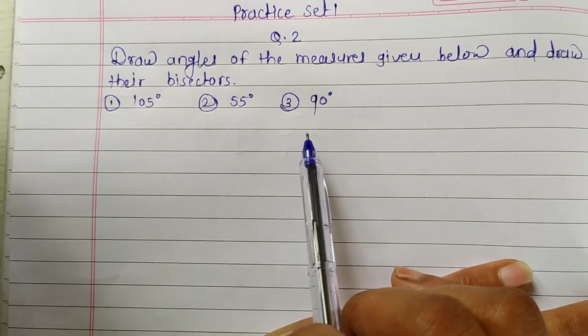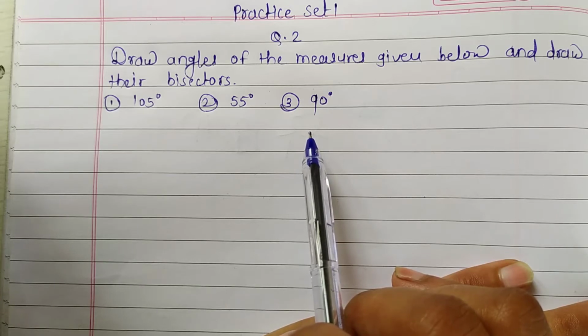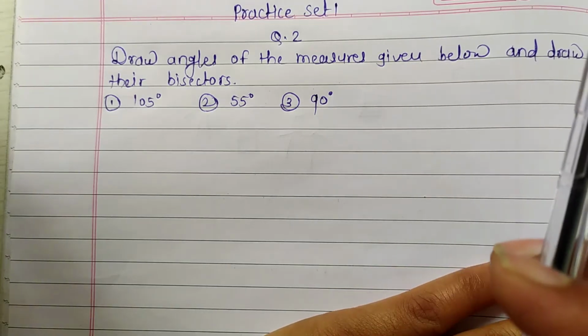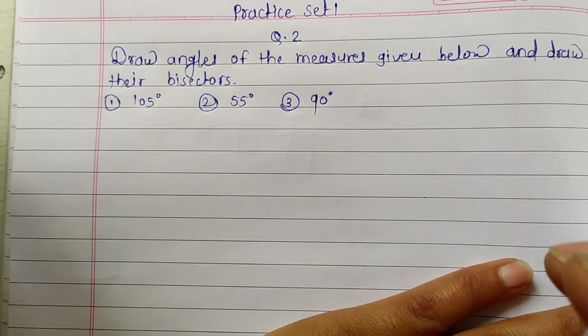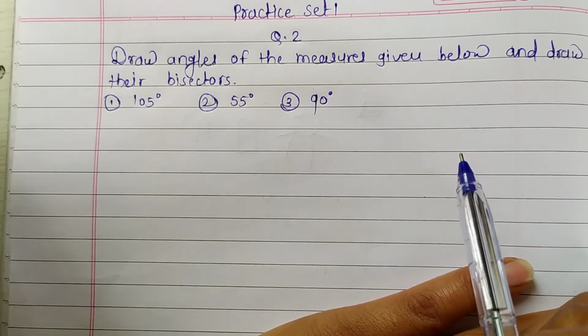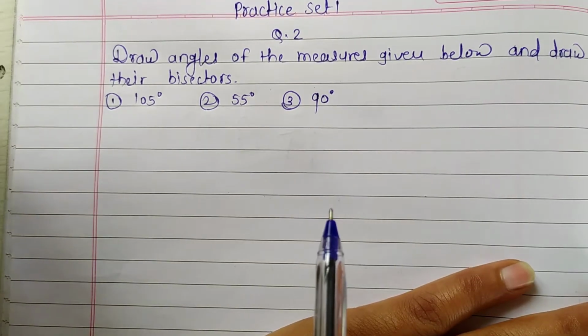In last standard, we learned how to draw bisectors of angles. We are going to use same steps. The first step is, let's draw the given angle first. Then we are going to proceed to our next step. So let's draw here angle.